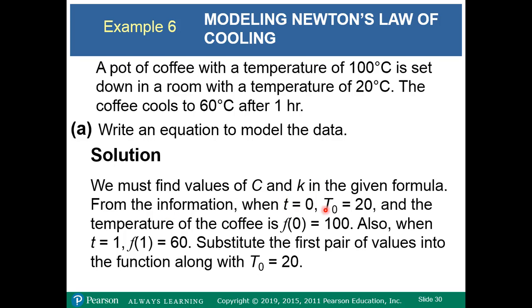So when t equals 0, the initial temperature was 20. So this is 20, the temperature of the room. That's not going to change. And the temperature of the coffee at f of 0 is 100. So that was the initial temperature, f of 0. Also, when t is equal to 1, it's 60. So we're going to substitute the first pair of values into the function along with T naught equal to 20.